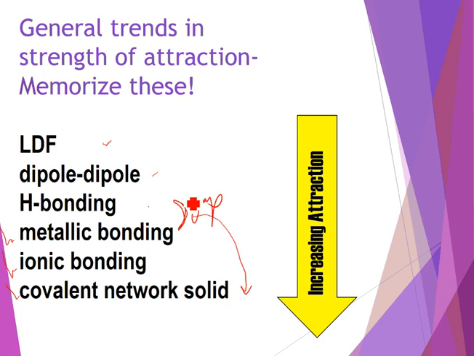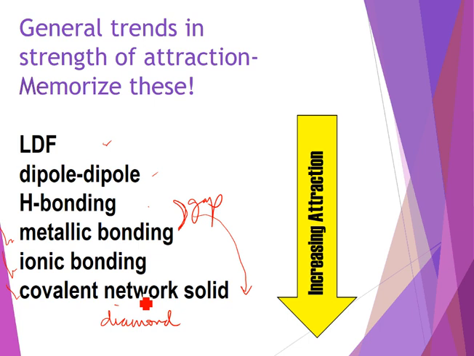Metallic bonding is a strong type of bond. It's actually a type of covalent bond, but we have delocalized electrons. Then we have ionic bonding, and then finally a type you've never seen before called a covalent network solid. The go-to example for a covalent network solid is diamond.